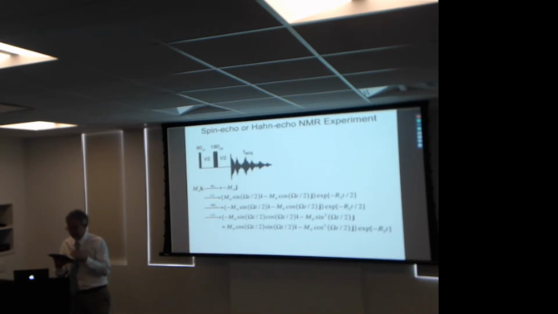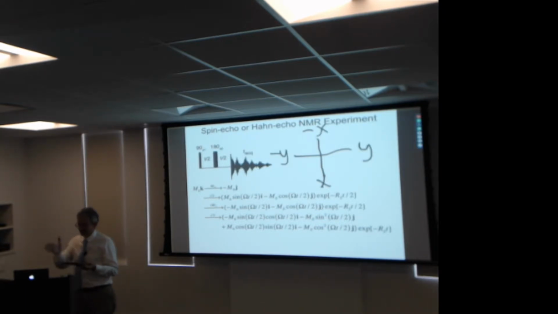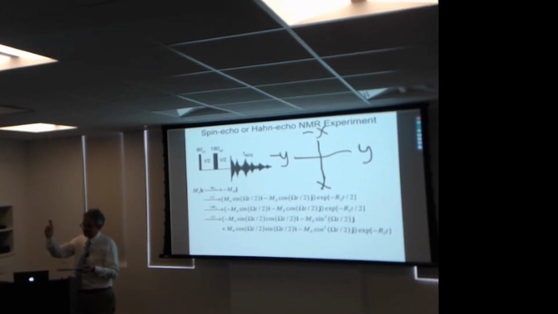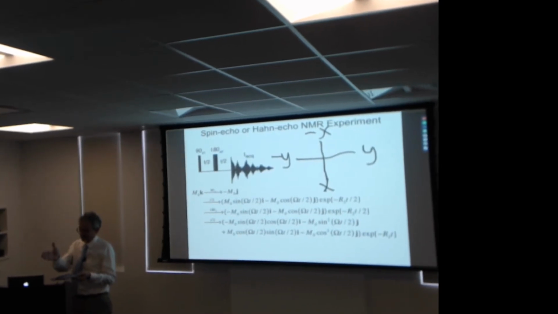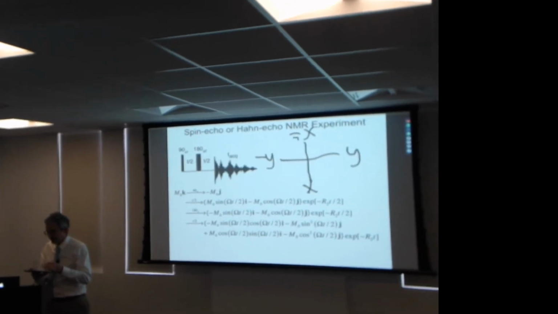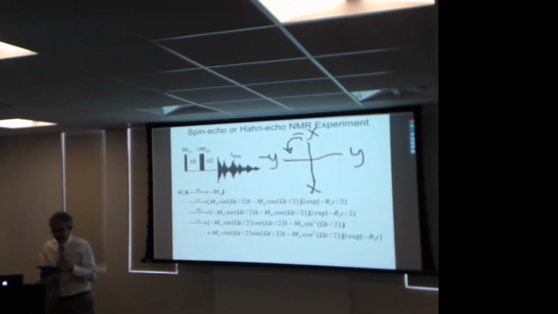If I draw a little, I can draw a picture here. X, Y, minus X, minus Y. Magnetization on minus X rotates around Z towards minus Y. Right? Z is coming up out of the page. My thumb is up out of the page. Minus X will rotate towards minus Y. And that's what we see here.